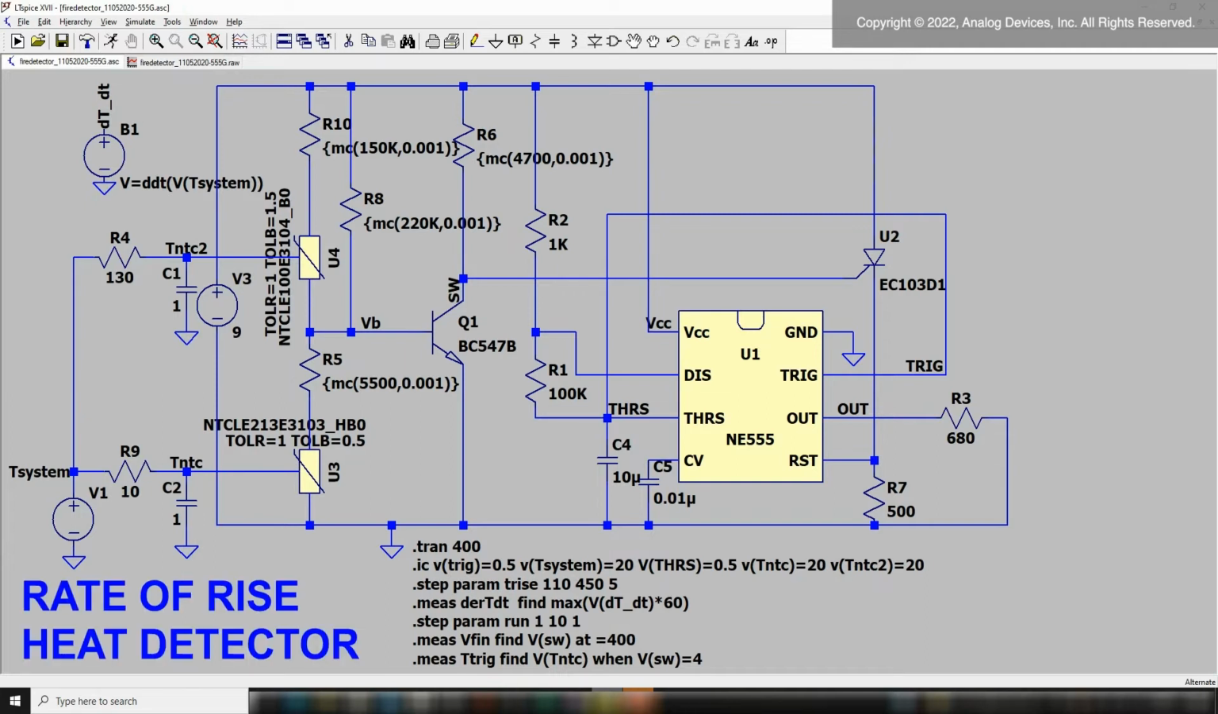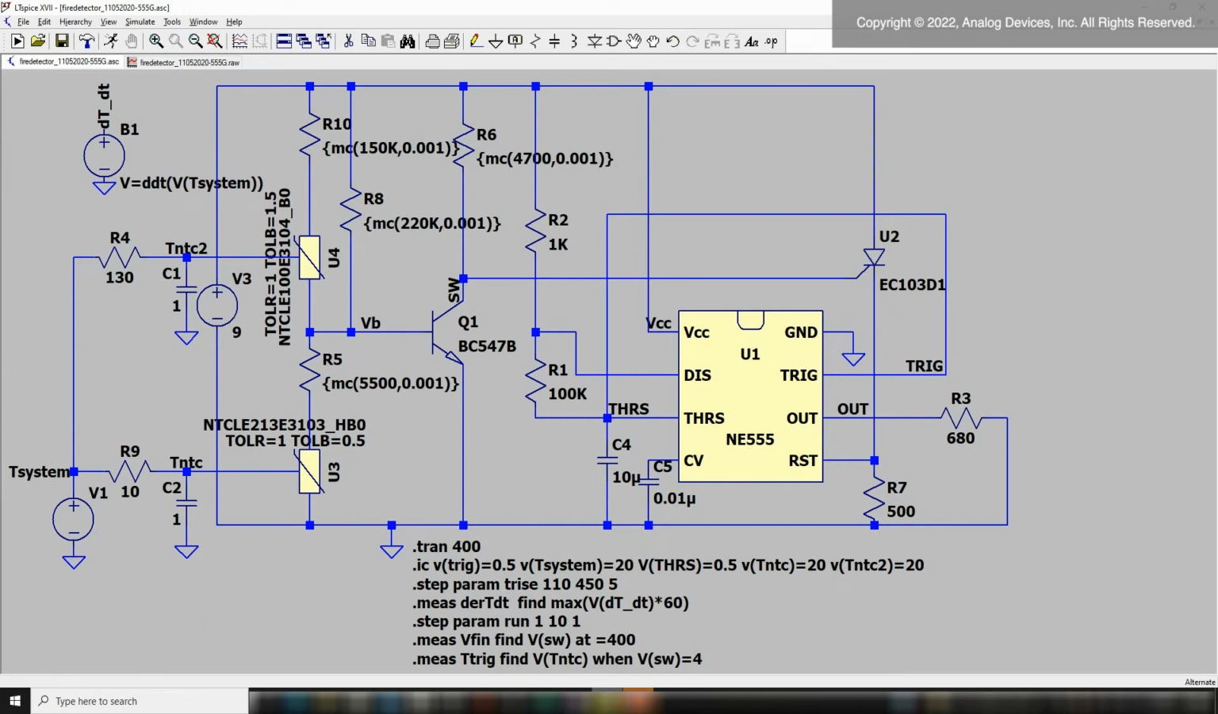This circuit is a rate of rise detector. It will work with the speed of increase of temperature rather than with a fixed level. It contains two NTC thermistors. One exposed which reacts quickly and another protected with slower reaction.